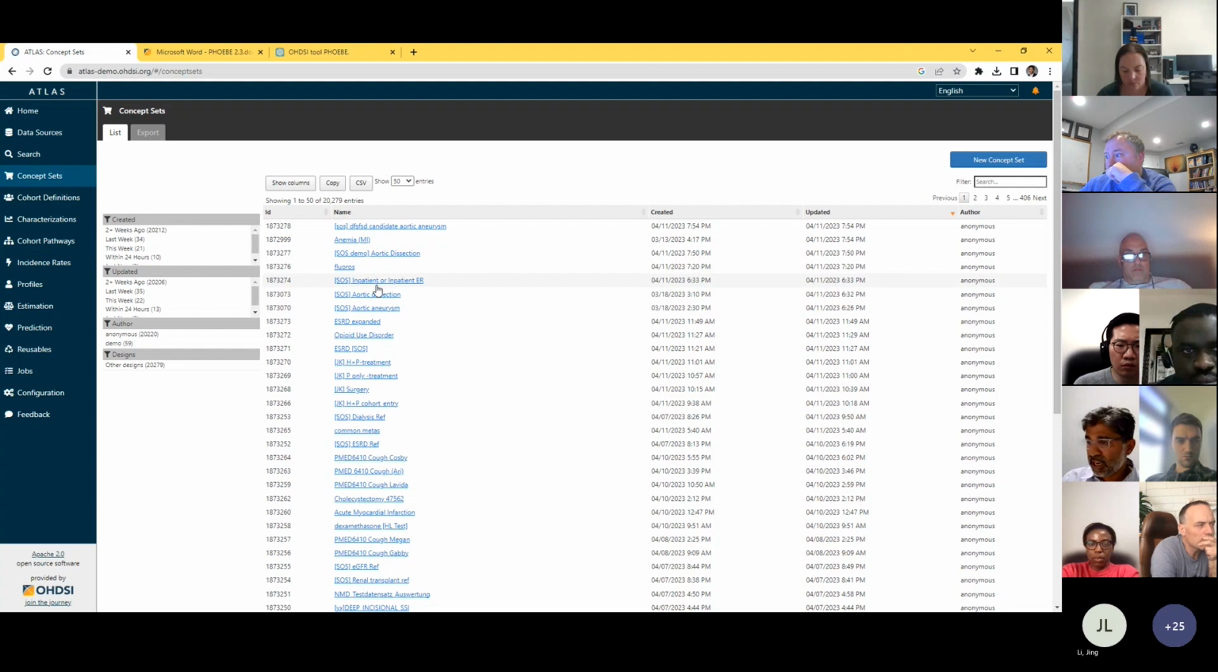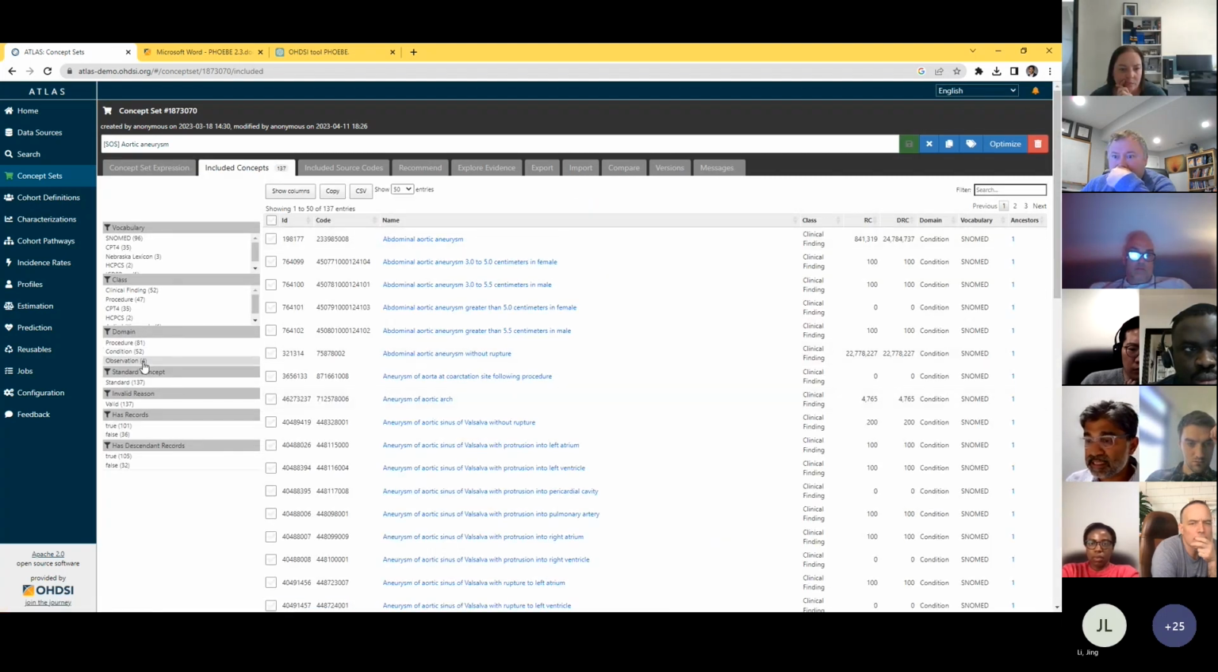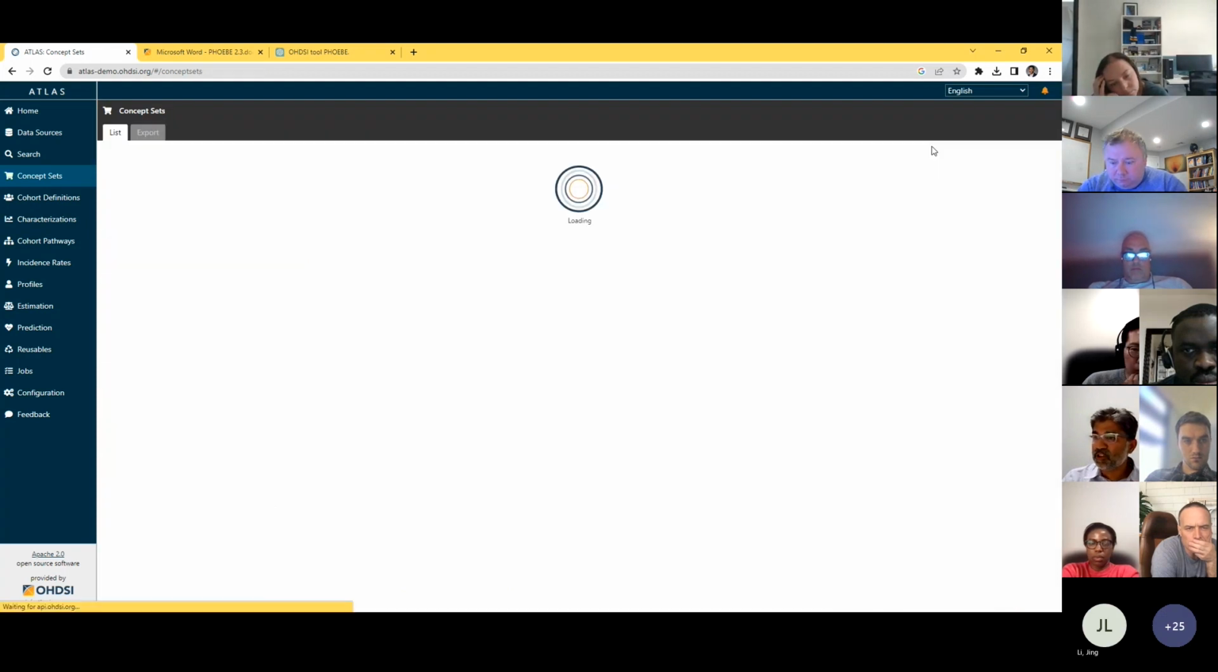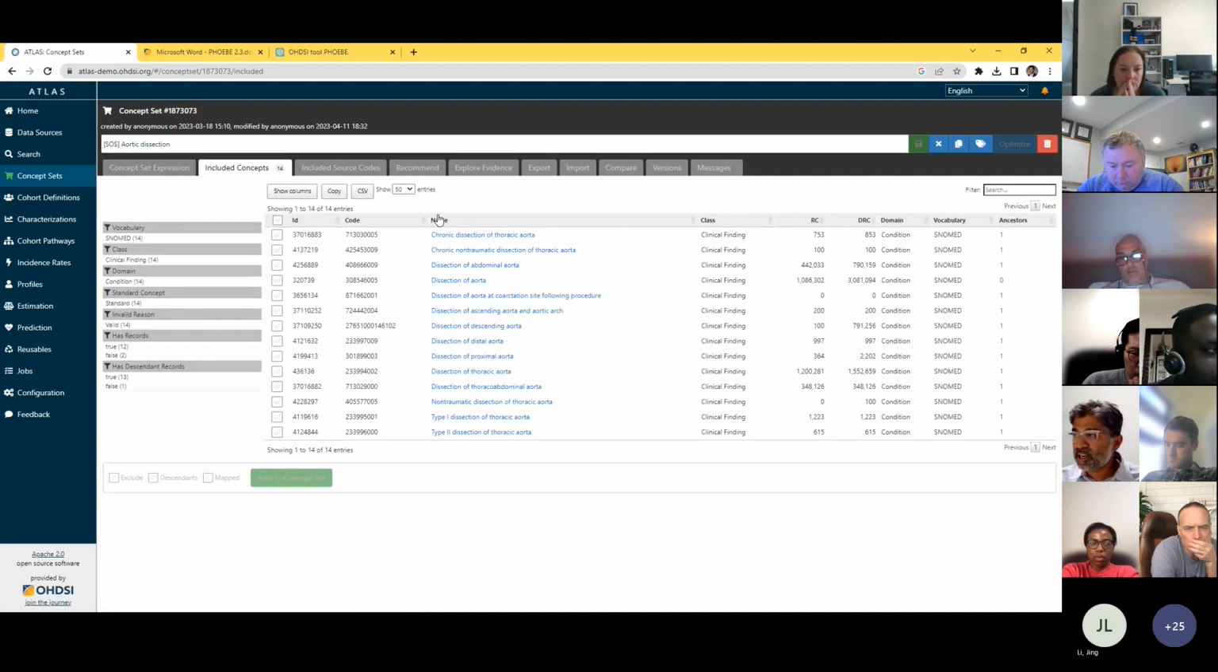So the next step, we're going to use these concept sets, aortic dissection and aortic aneurysm, and import them into cohort definitions. The key thing here, though, is if you look at the aortic aneurysm concept set expression that was built out using the PB recommender system, and you look at the included concepts, there are 137 concepts here. They belong to several domains. There are codes from the procedure domain, condition domain, and observation domain. This has important implications when we actually build the cohort definition. So I'm going to just remember this, that the aortic aneurysm has codes from multiple domains, while the aortic dissection does not. The aortic dissection has 14 codes, and it belongs to only one domain.